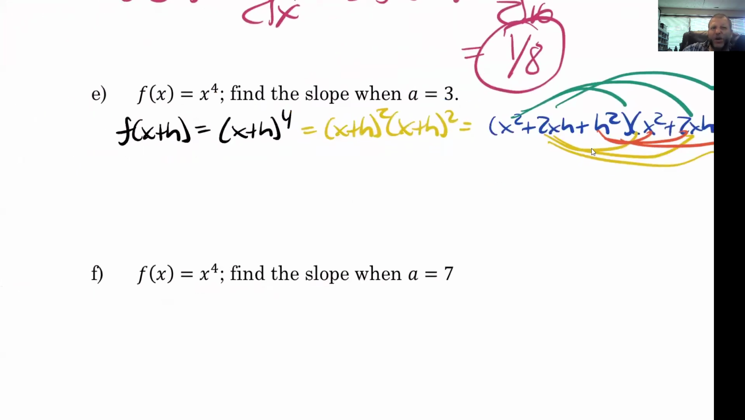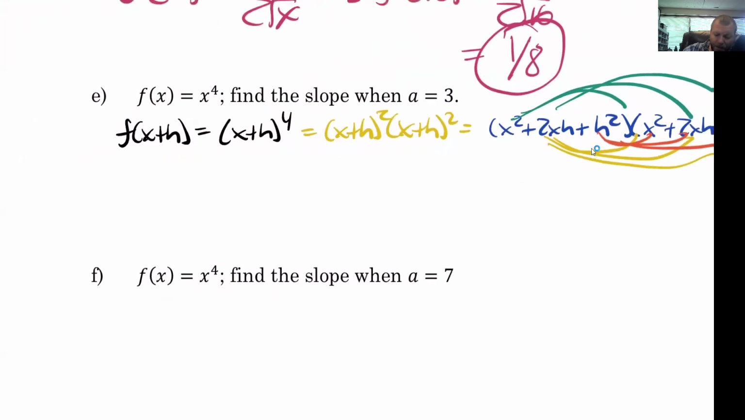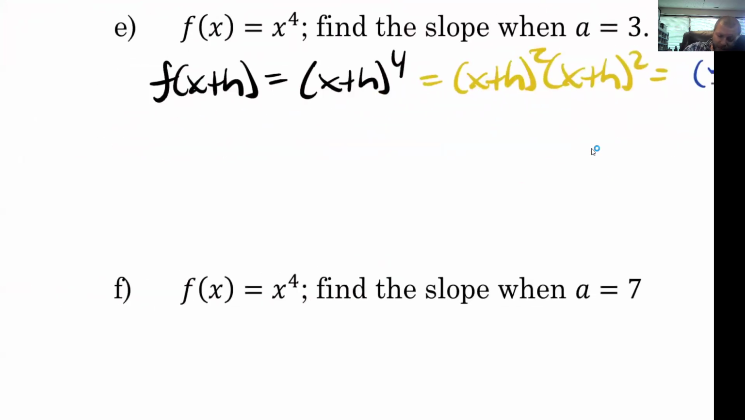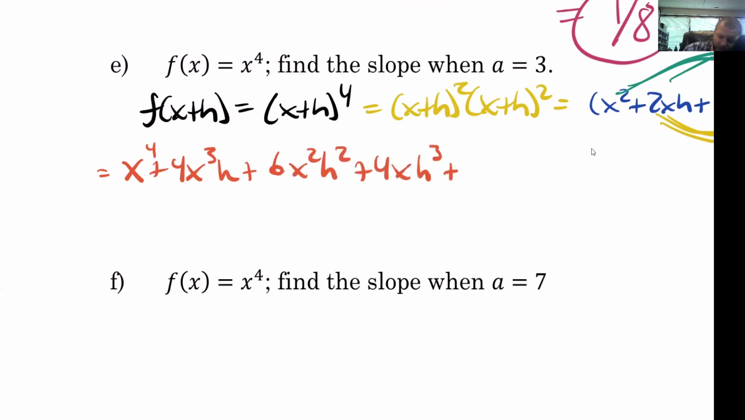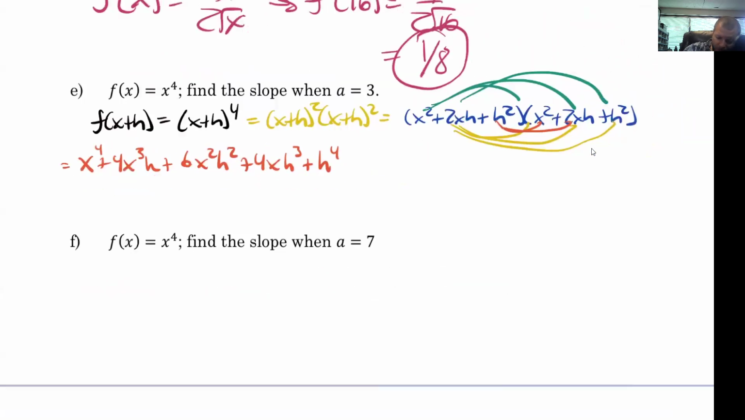This is where things like the binomial expansion theorem really help us out. So this x plus h to the fourth, if you either expand or know the binomial expansion theorem, you'll get x to the fourth power plus 4x cubed h plus 6x squared h squared plus 4x h cubed plus h to the fourth power.